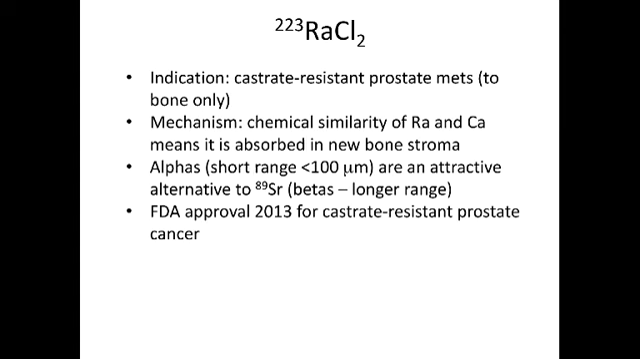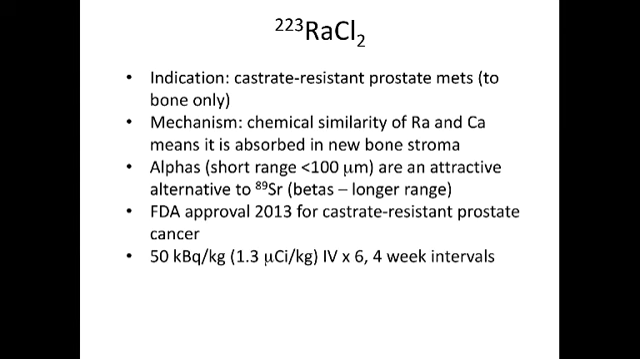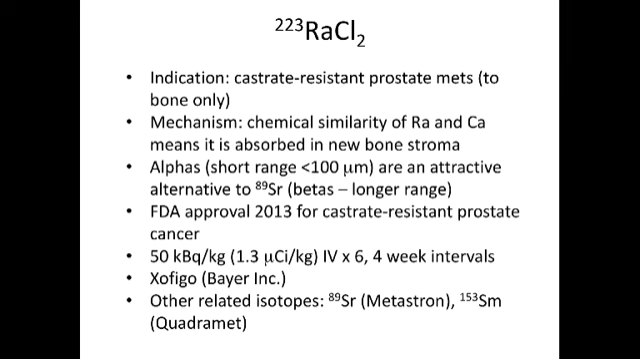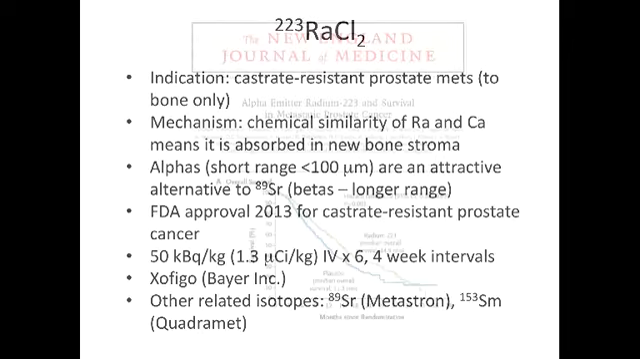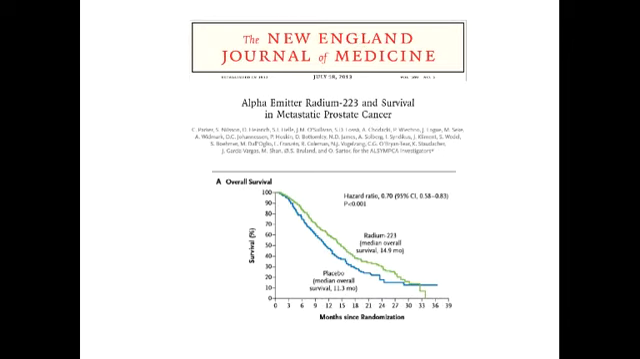This was FDA approved for this indication in 2013, and a typical injection would be as written here, 1.3 microcuries per kilogram, goes IV 6 times with 4-week intervals. And here's the trade name. This type of radiopharmaceutical is an alternative to other types of isotopes that have been used in the past. And here's some of the evidence for this, looking at an increase in median overall survival in the cohort that received the therapy versus those that did not.